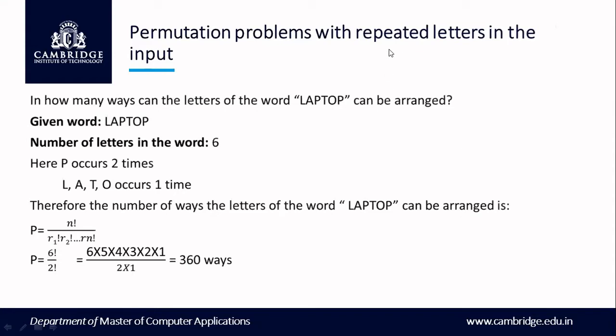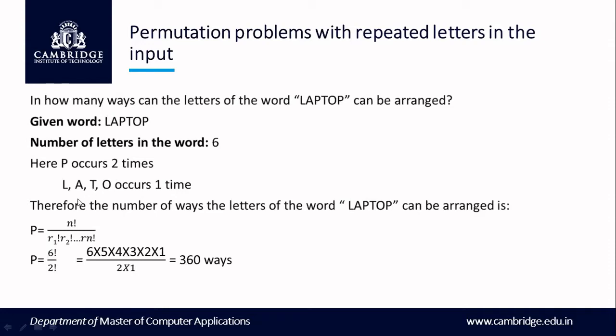Here there is a small change. Permutation problems with repeated letters in the input. So in my input, 1 or 2 letters may be repeated. Let us take an example here. In how many ways can the letters of the word laptop be arranged? So the given input is laptop. Number of letters in the word is 6. Here P occurs 2 times, whereas all the other remaining alphabets occur 1 time only. So the 2-time occurrence should be taken into account.